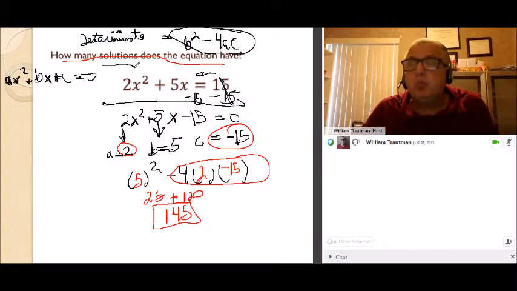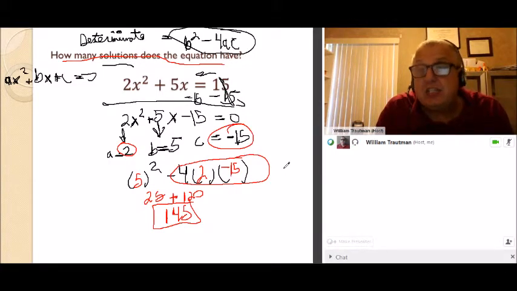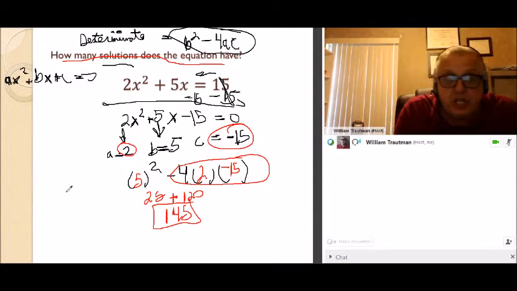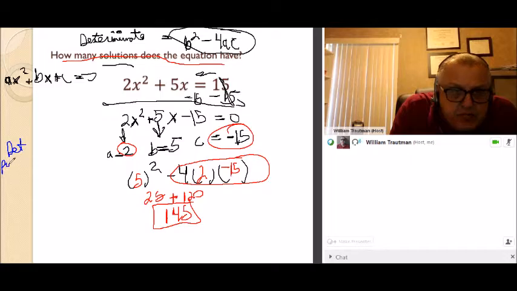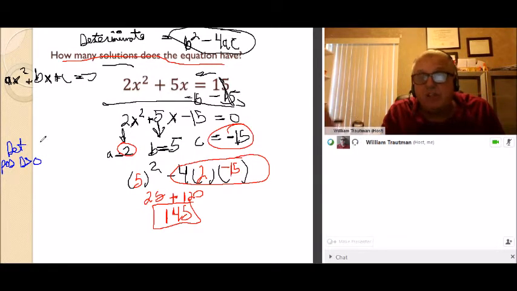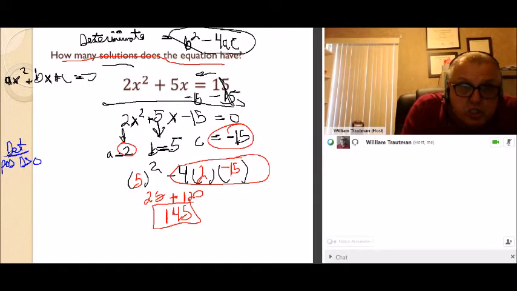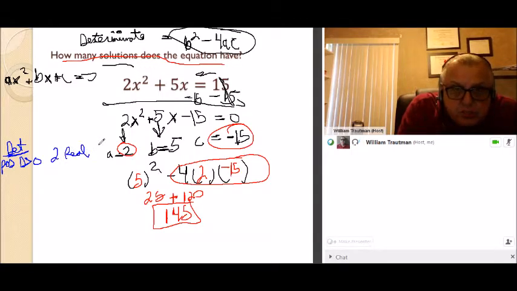Now, the determinant will determine what kind of solutions and how many you get, okay? So, let me put this in a different color. If the determinant is positive, in other words, if the determinant is greater than 0, right? Positive numbers are greater than 0. So if the determinant is positive, then you will have 2 real solutions.